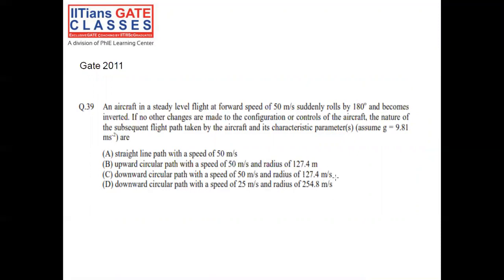Here in this option, it is not meter per second, it is meter. The aircraft was going in a steady and level flight. Suddenly it is inverted, so lift and weight are acting in the same direction, which means the resultant force is acting downward, which means it is taking a downward circular path. So only options C and D might be correct from this. So, which is the correct option?